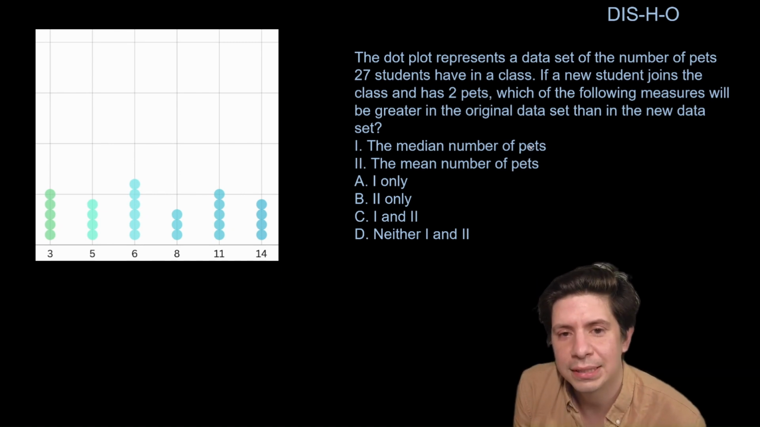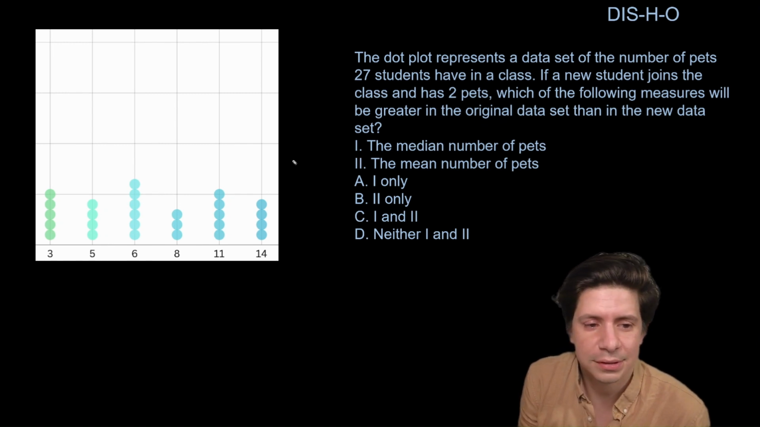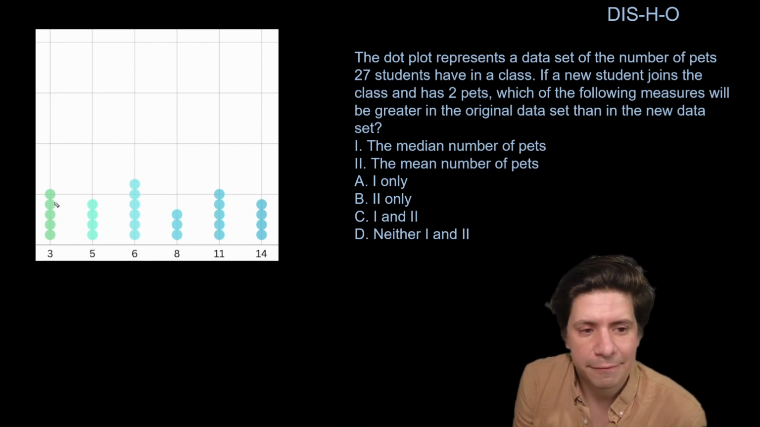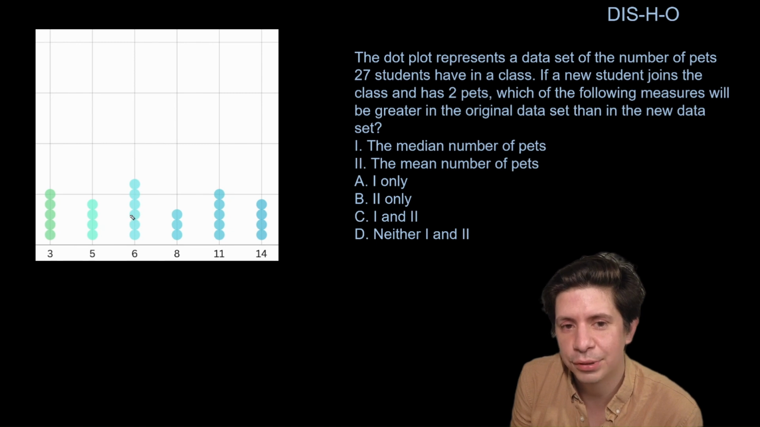The dot plot represents a data set of the number of pets 27 students have in a class. If a new student joins the class and has 2 pets, which of the following measures will be greater in the original data set than in the new data set? The median or the mean? So there's 27 students. Let's see where the median is right now. We have 5, 9, and then the 14th and 15th are here. So if we add a person in, the 14th and 15th would still be here, and we are keeping the median the same. So it's not going to be the median.